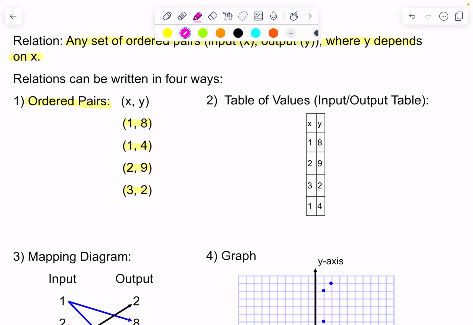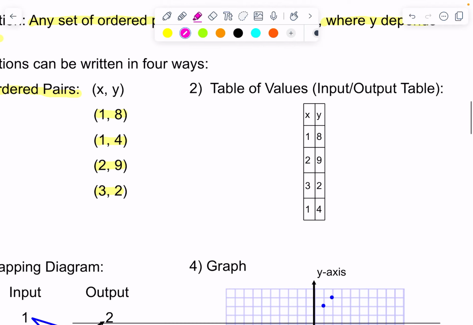We can display a relation in the same way, but in a table of values. We're going to use the exact same ordered pairs, but this time in a table. So we've got our x values and our y values. We've got 1 and 8, 2, 9, 3, 2, and 1, 4.